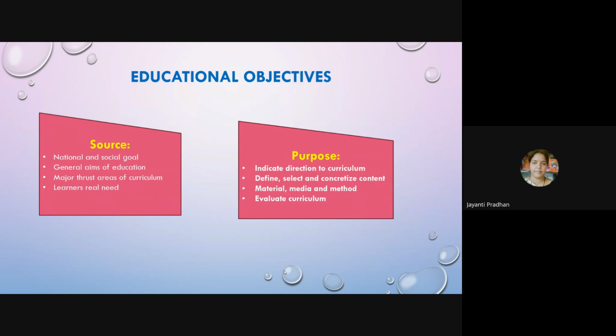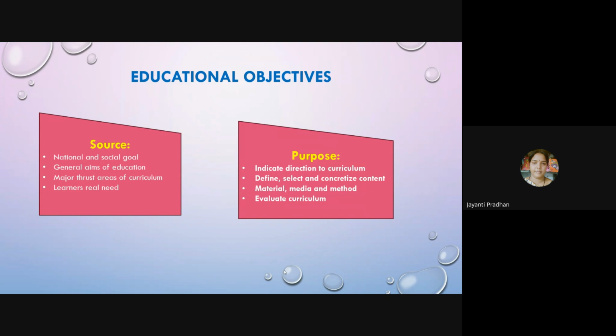Then after need assessment of the learners, the second step is educational objectives. So now we have understood what kind of learners are there, who is our target group, and what is the nature of the target group, by conducting the survey and analyzing the data. Now on the basis of the need, interest and level of the learners or the target group, we will specify our educational objectives.